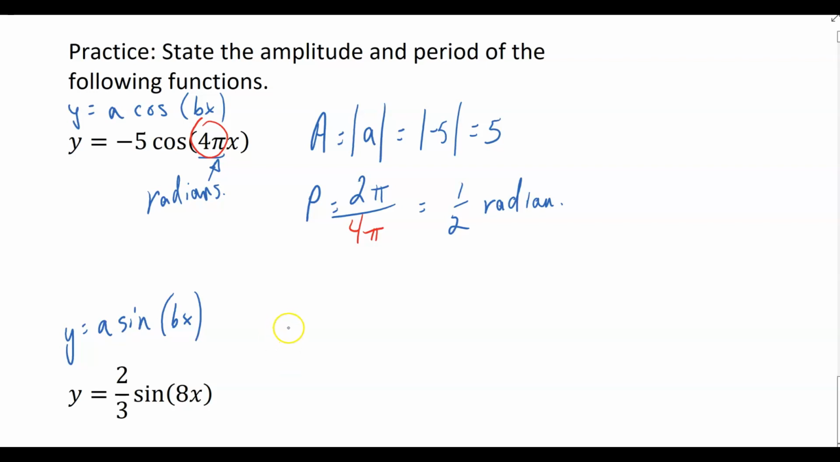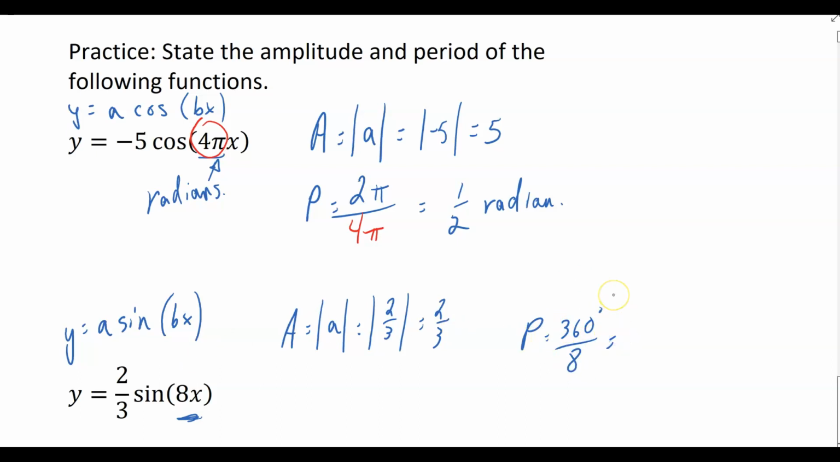For the second one down here, the amplitude is equal to the absolute value of A again, which is the absolute value of 2/3, which is 2/3. Now this one, we can't tell whether it's in radians or degrees. Let's work it out in degrees. The period is equal to 360 divided by B, which is 8 in this case. 360 divided by 8 is 45 degrees.